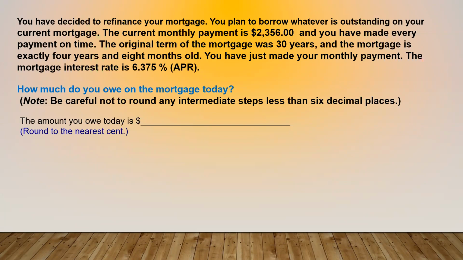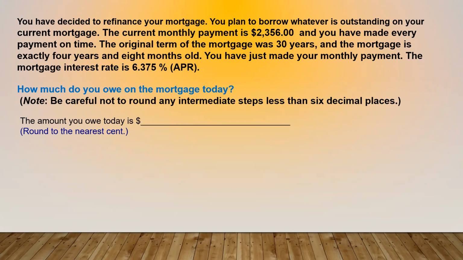The mortgage interest rate is 6.375 APR. How much do you owe on your mortgage today? Be careful not to round any intermediate steps less than 6 decimal places. So we're trying to find out the amount you would owe today.